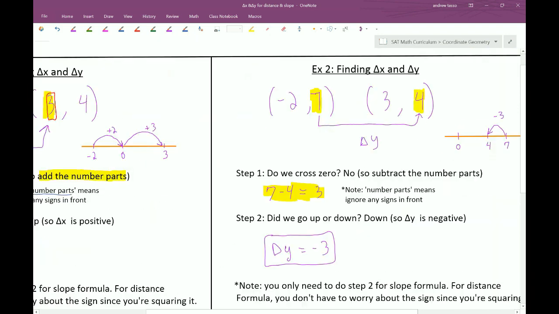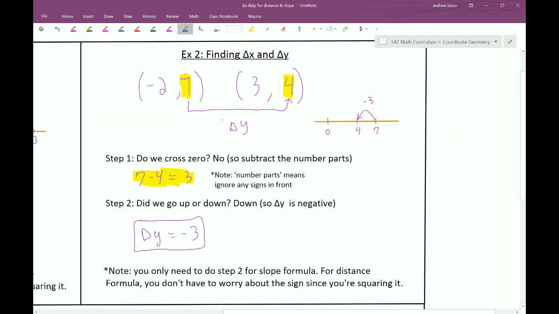Okay, so now we do the same thing for delta y. So we are going from 7 to 4, right? So the question of do we cross 0, the answer is no. Okay, so then what we have to do is we have to subtract the number parts. So again, we don't care about the sign. So even if these were negative, it wouldn't matter. We just take the number parts and we subtract them, and so we get 3.